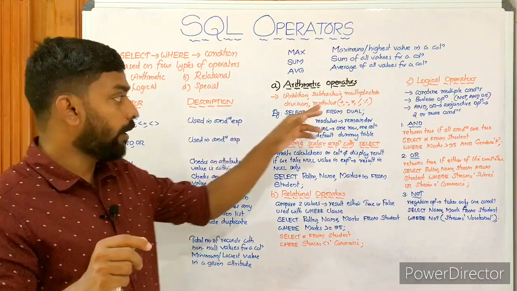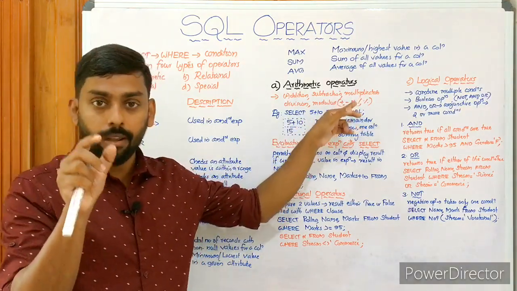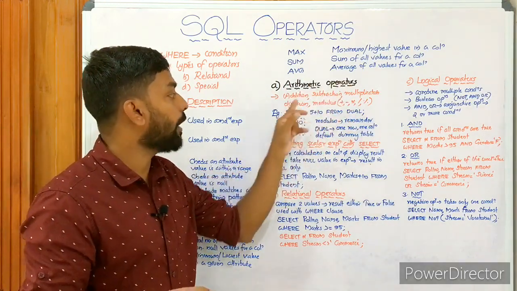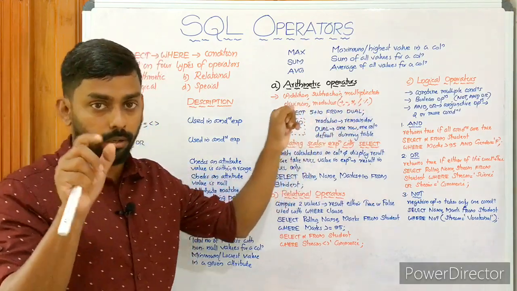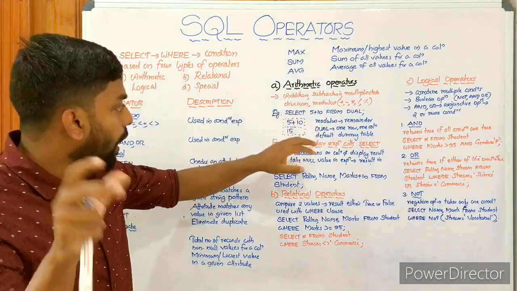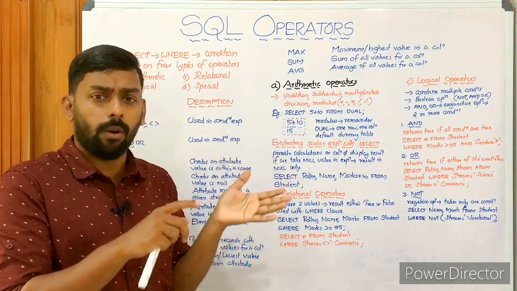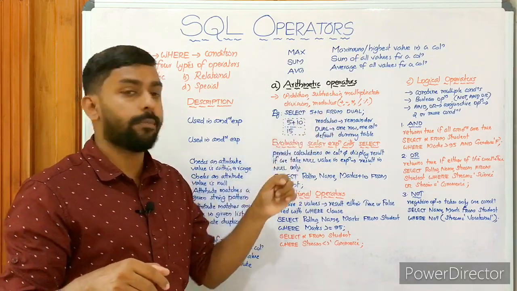Actually division returns a quotient, and modulus, with the percentage symbol, returns the remainder value. So addition, subtraction, multiplication, division, modulus, and the symbols are plus, minus, into, slash and modulus, a percentage symbol. We have an example here. Select 5 plus 10 from dual. Actually we have already applied this.